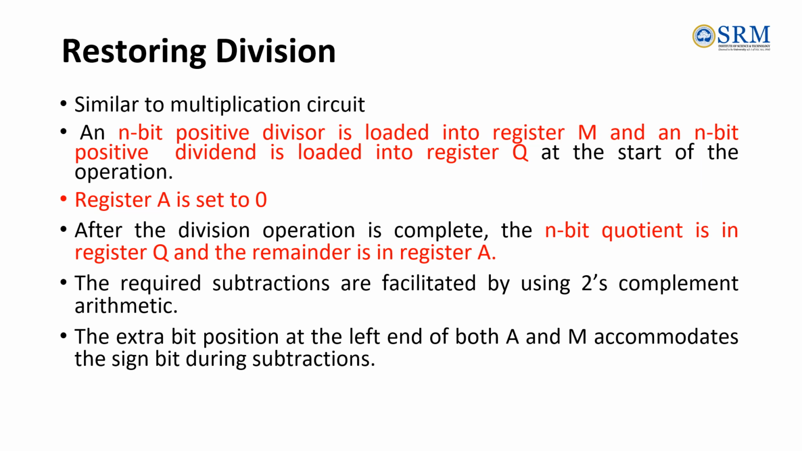Similar to the multiplication circuit, an n-bit positive divisor is loaded into register M and an n-bit positive dividend is loaded into register Q. At the start of the operation, register A is set to 0, and after the division operation is completed, the n-bit quotient is in register Q and the remainder is in register A. The required subtraction is facilitated by using 2's complement. The extra bit at the left end of both A and M accompanies the sign bit during subtraction.